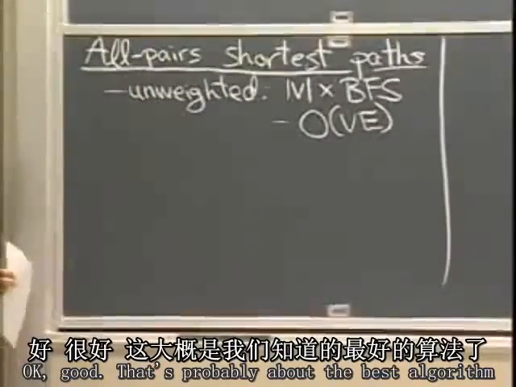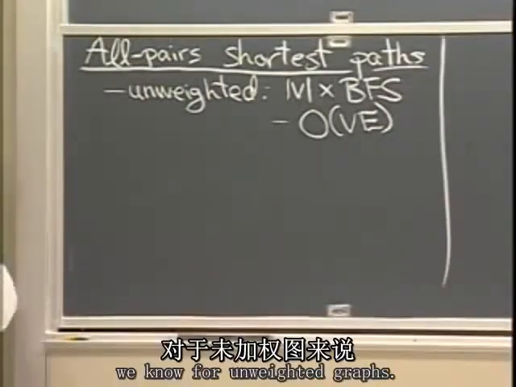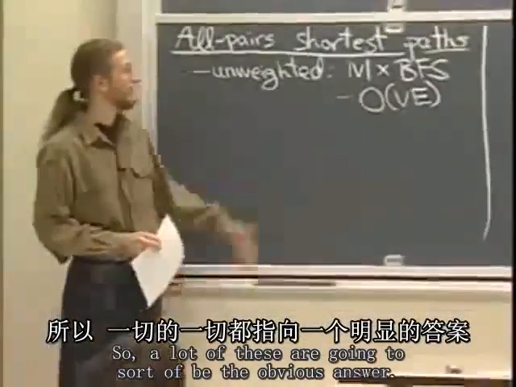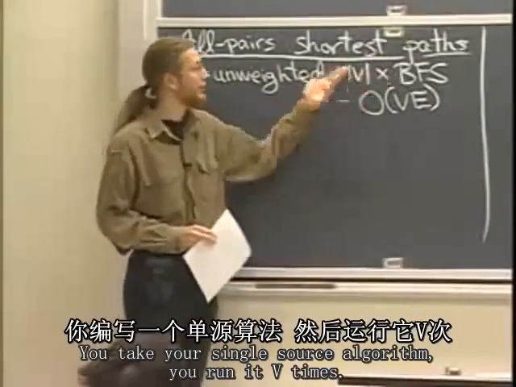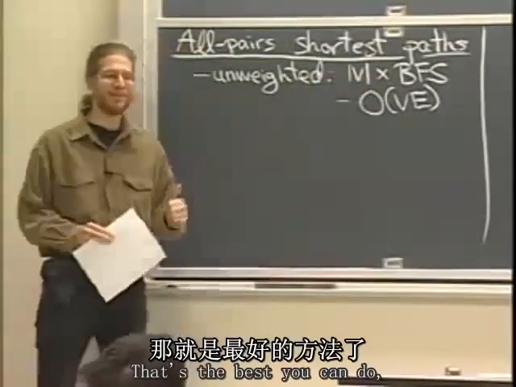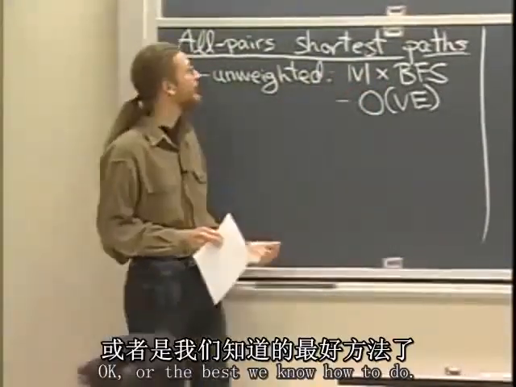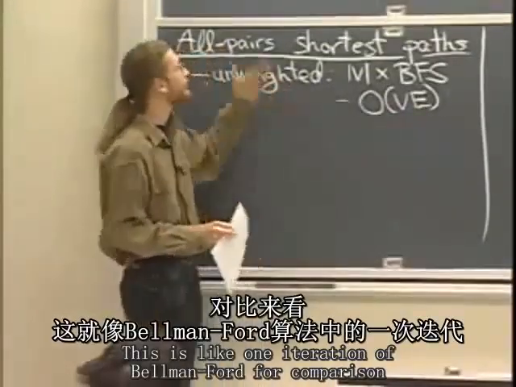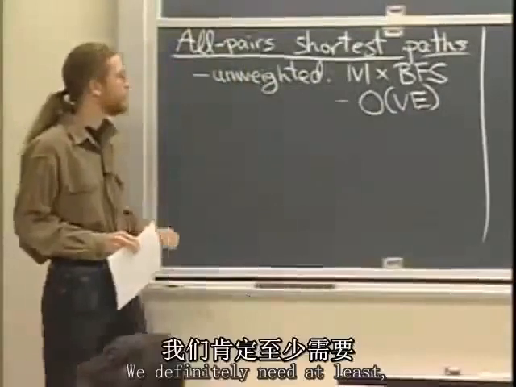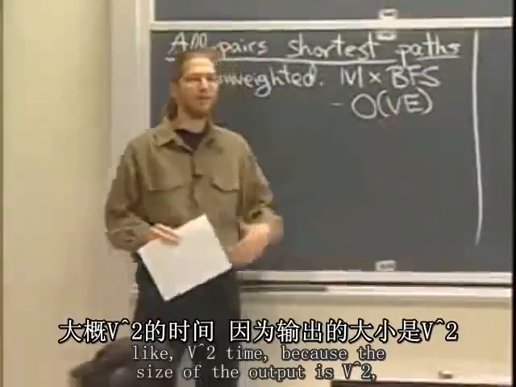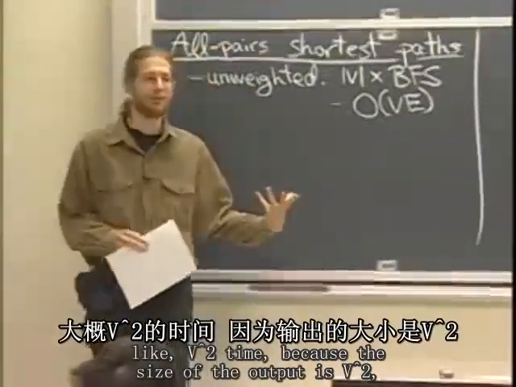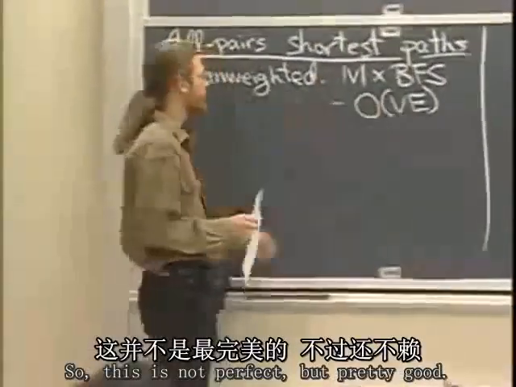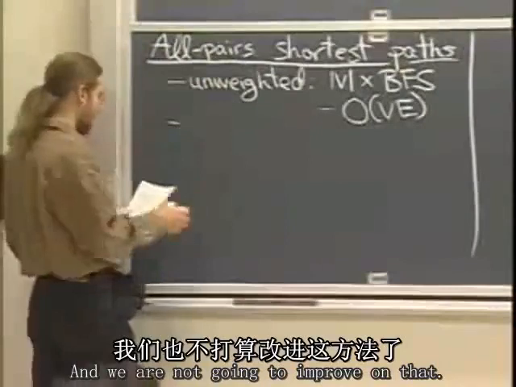That's probably about the best algorithm we know for unweighted graphs. A lot of these are going to be the obvious answer: you take your single source algorithm, you run it V times, that's the best we know how to do. This is not so bad. It's like one iteration of Bellman-Ford for comparison. We definitely need at least V squared time because the size of the output is V squared. It's V squared shortest path weights we have to compute. So this is not perfect, but pretty good, and we're not going to improve on that.